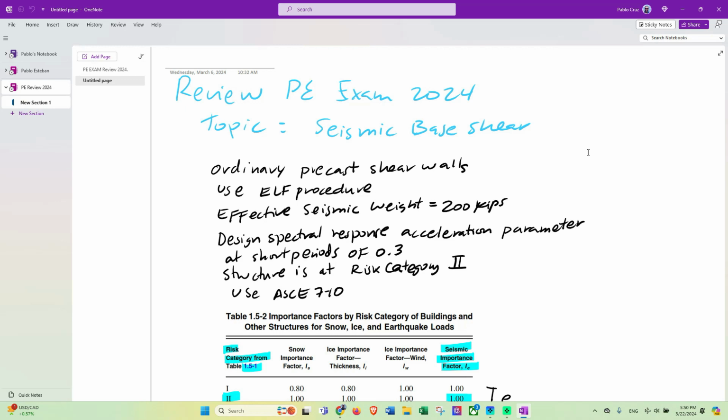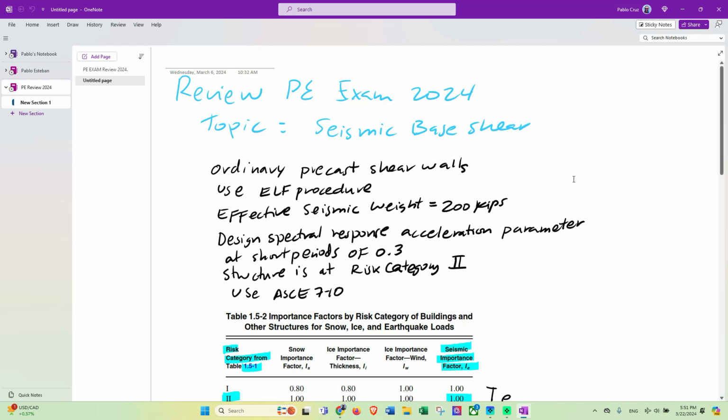We have been given the following values. We have an effective seismic weight of 200 kips, and we have the design spectral response acceleration parameter at short periods of 0.3. The structure is at risk category 2, and we are going to be using ASCE 7. Okay, so in ASCE 7, we're going to start checking.